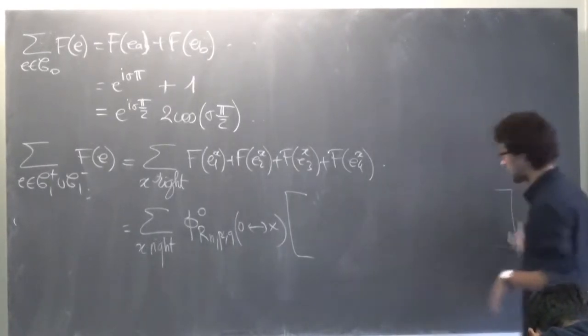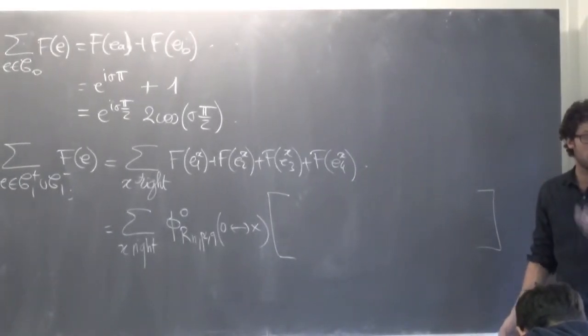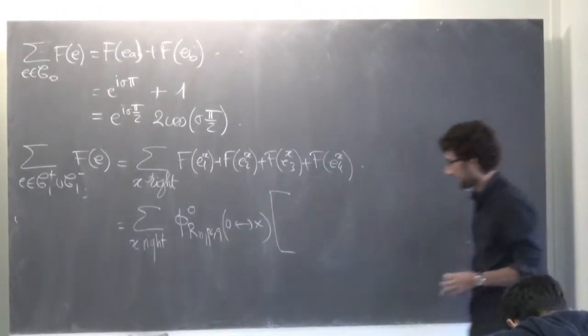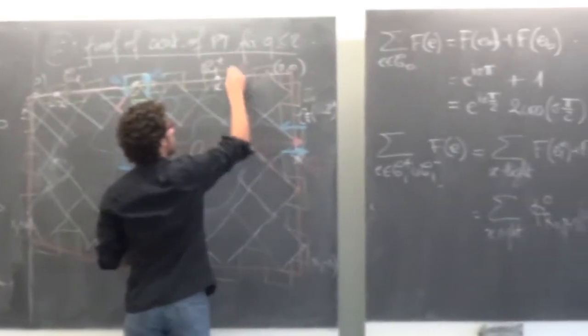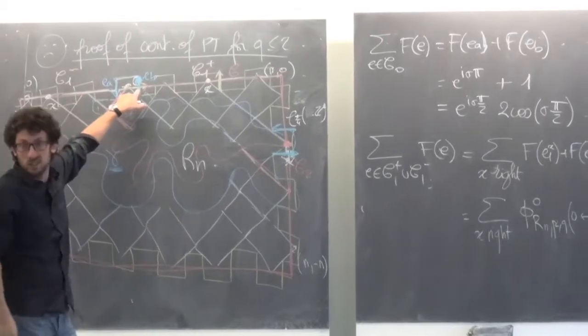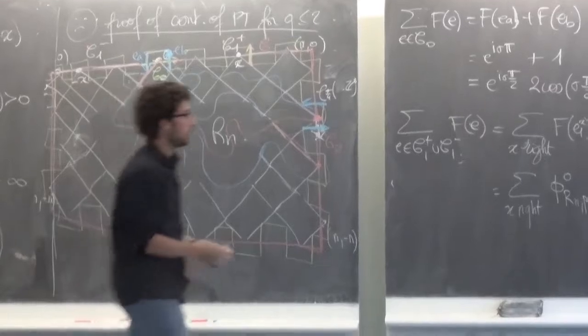So before, I didn't care so much about what was the winding, because I was bounding it anyway by 1, by taking the absolute value. Here, I really want to have all the windings. So first guy, this guy, what is its winding? Well, its winding is 0. Its winding term is 1. Okay? So I get 1.